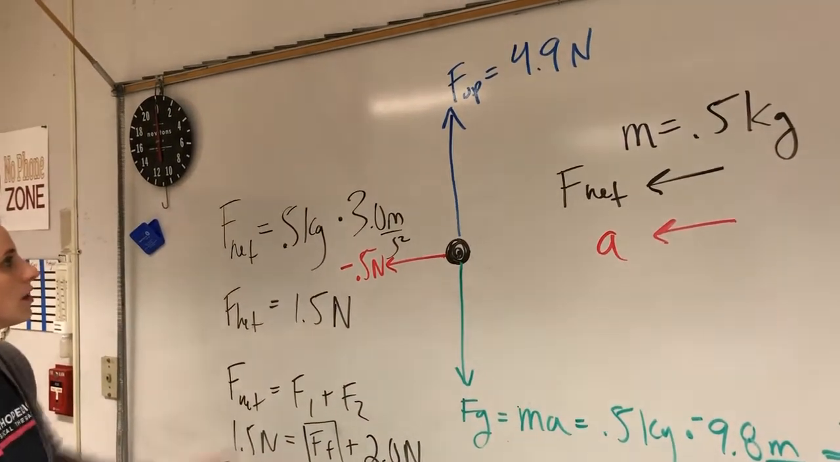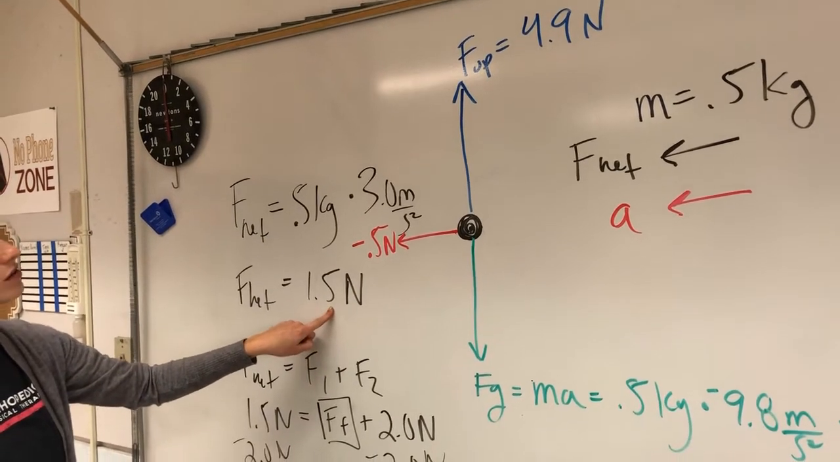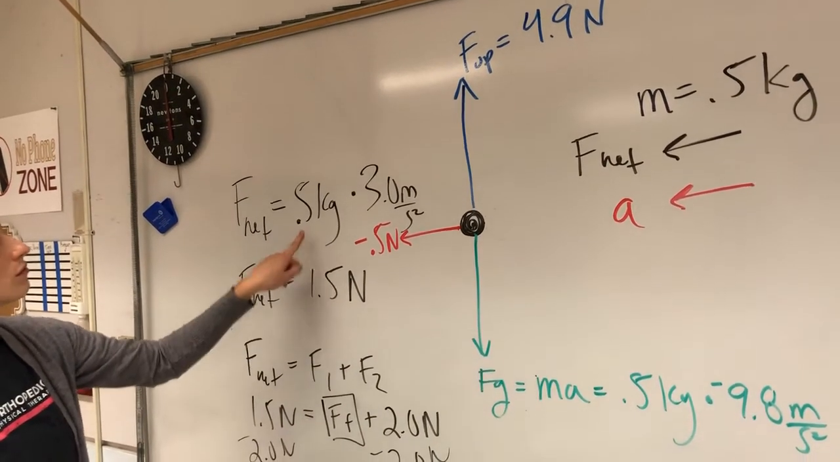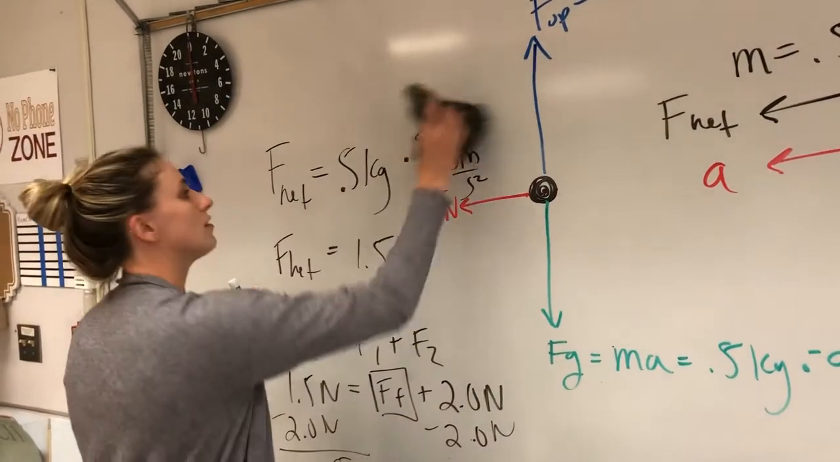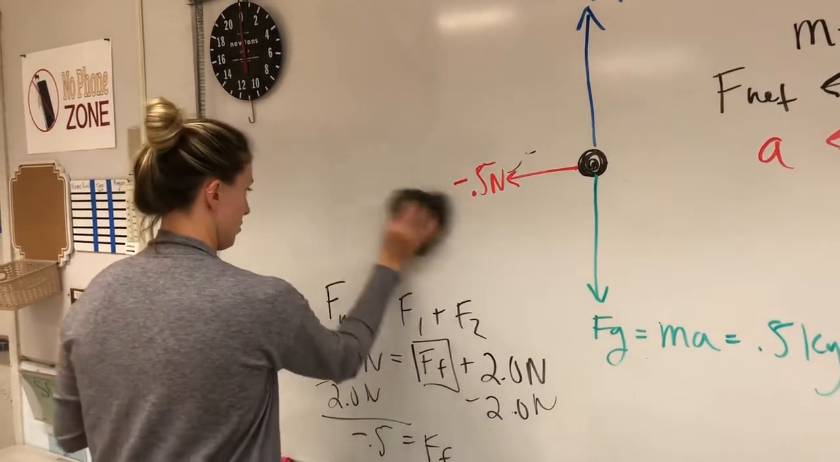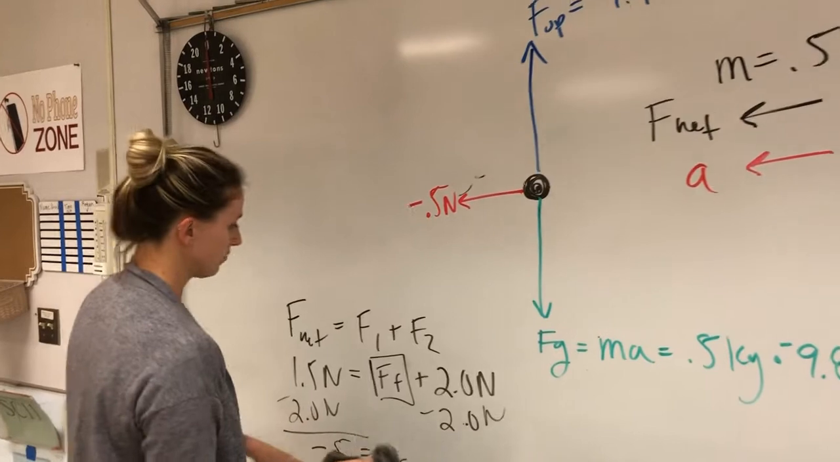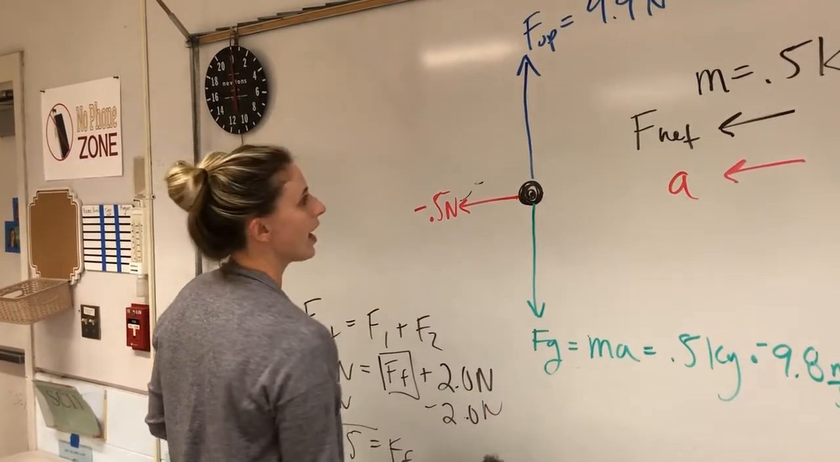Any ideas? We still have our net force. Our sum is still 1.5 newtons, right? No, we don't have that anymore. You can take that out too. In fact, you can erase that sum down there because there's only one force that's not canceled out.